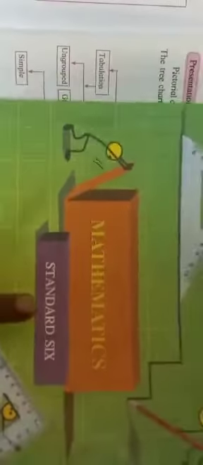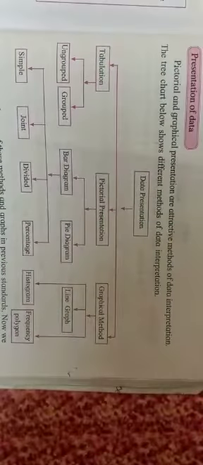Now, I know every bar in the graph should be of equal width. The distance between any two adjacent bars should be equal. All bars should be of appropriate height. See, standard 6th.